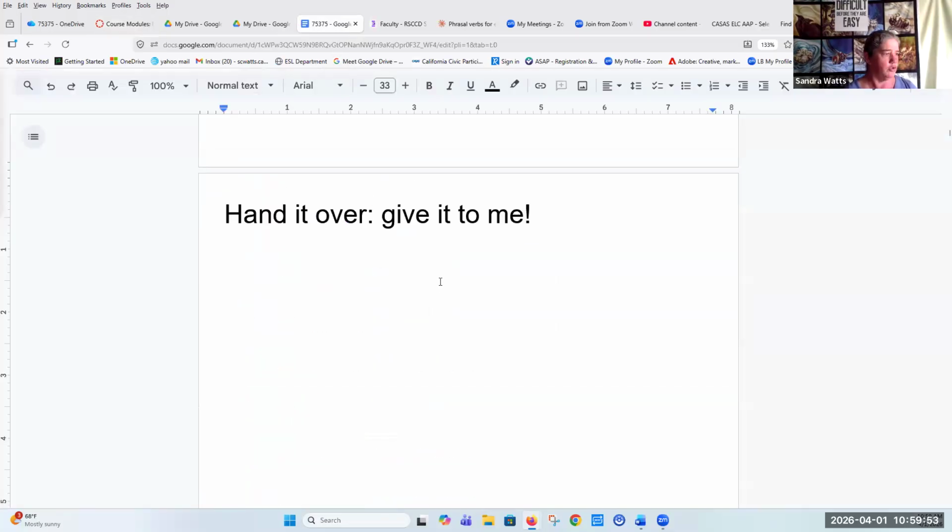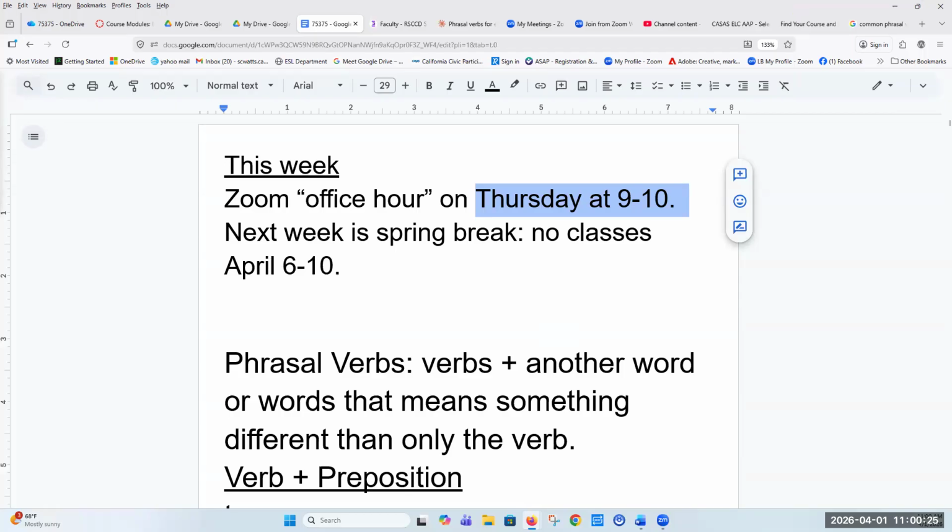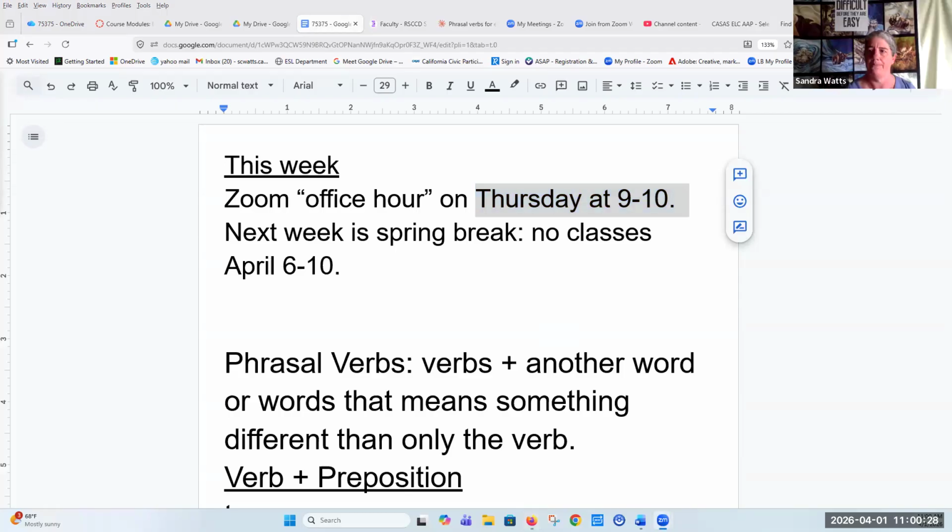And then remember tomorrow I will be on Zoom between 9 and 10. If you have questions and you want to come and ask questions, I'll be here. If you don't, that's okay too. I'll just be working. And then next week, spring break, I'll send out a reminder email this weekend. All right. Any questions? No, teacher.